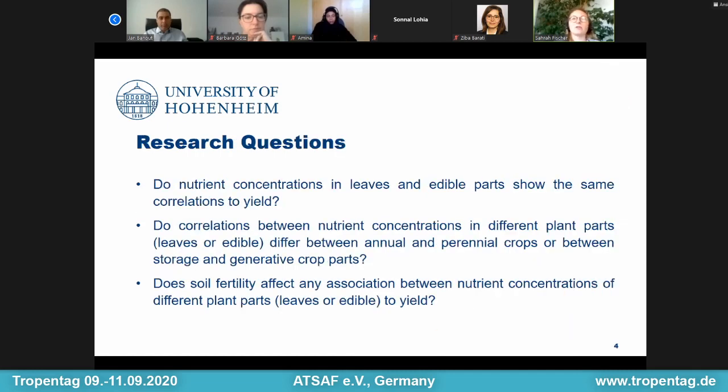For this, we have 3 research questions. Do nutrient concentrations in leaves and edible parts show the same correlations to yield? Do correlations between nutrient concentrations in different plant parts differ between annual and perennial crops, or between storage and generative crop parts? And does soil fertility affect any association between nutrient concentrations of different plant parts to yield?